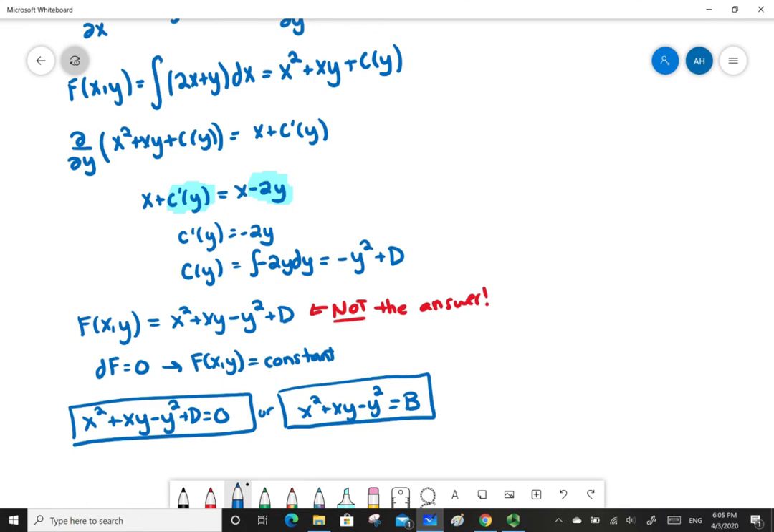Either answer is fine. Also notice that when solving exact equations, you often can't easily solve for y, and often you can't solve for y at all, so implicit solutions are perfectly acceptable.